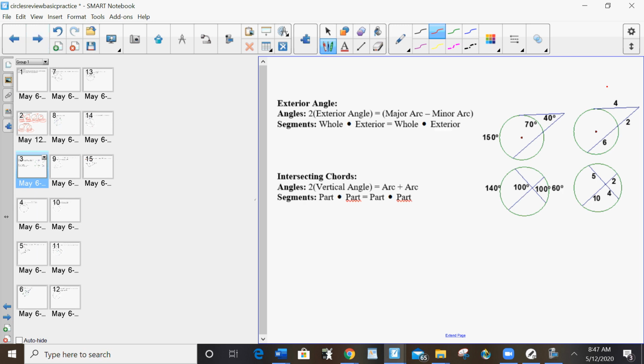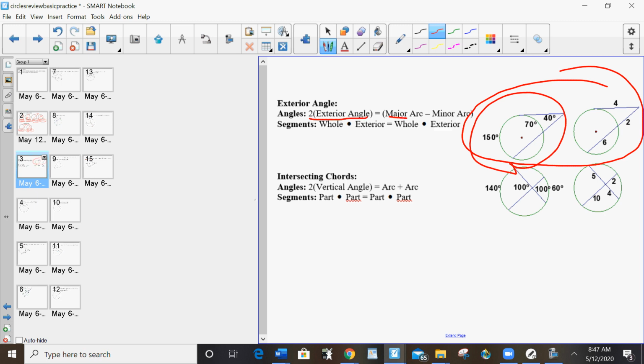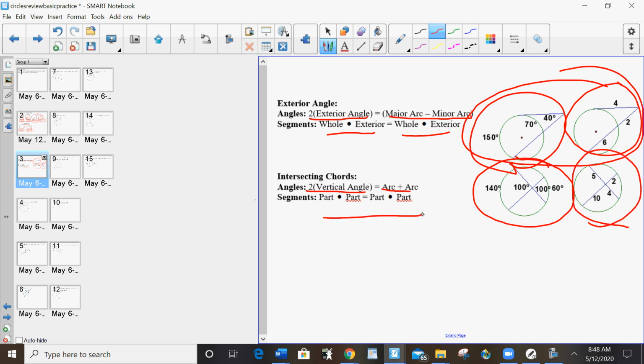Again, for this exterior picture, for arcs and angles, it's 2EA equals major minus minor. And for segments, it's WE. Whole times exterior equals whole times exterior. For the interior picture, for arcs and angles, 2VA equals arc plus arc. And for segments, it's PP, part times part equals part times part.